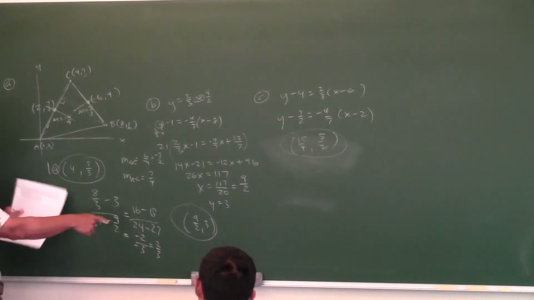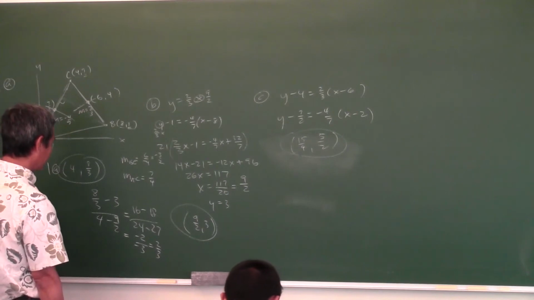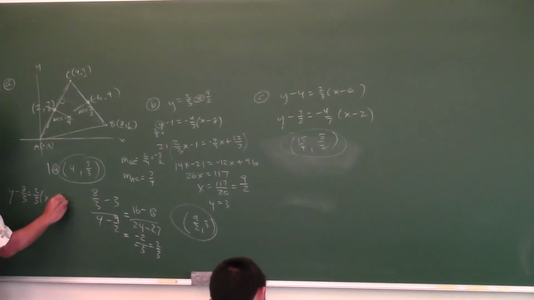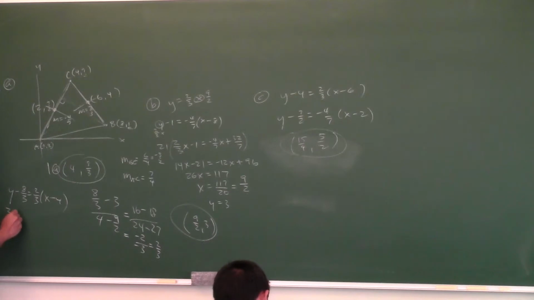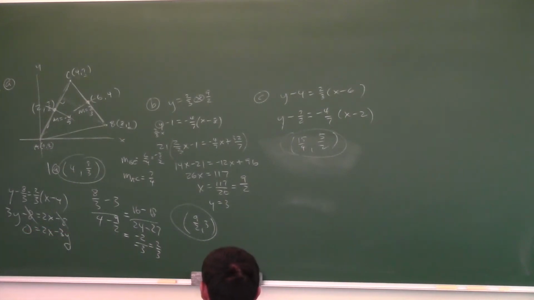And then you pick any one of these points. Which point you want to do? The first one. So y minus 8/3 is equal to 2/3 times x minus 4. And then just simplify it. If I were me, I would multiply through by 3. So 3y minus 8 is equal to 2x minus 8. Oh, the 8s cancel out. So you get 0 equals 2x minus 3y. That's the equation of Euler's line.